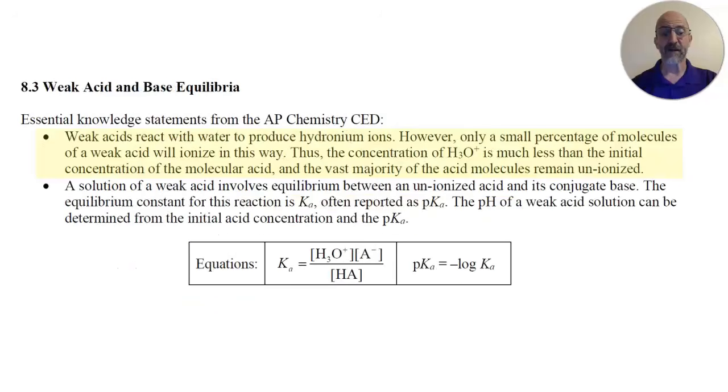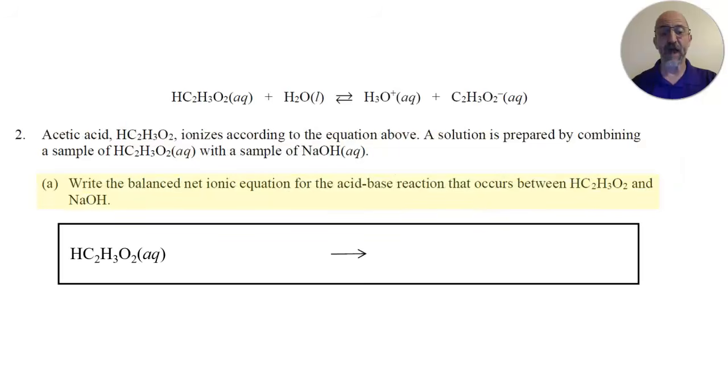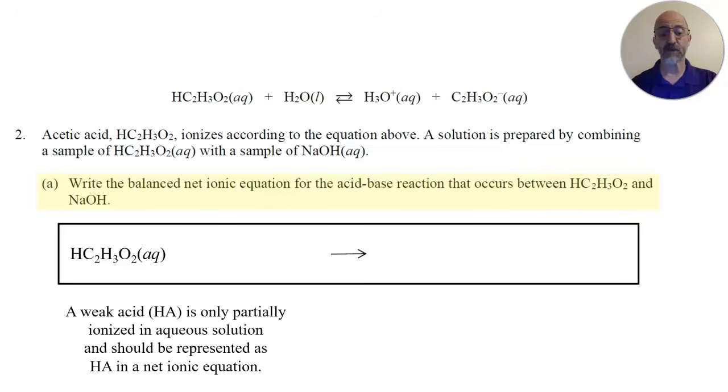Well, as you can see here in topic 8.3, weak acids, only a small percentage of the molecules will ionize. So we write the formula of the weak acid not as H+, but as the entire molecular formula of that weak acid. So I am not going to split up acetic acid into H+ and C2H3O2-. I'm going to leave it intact as one molecular formula. So a weak acid, HA in general, is only partially ionized in aqueous solution and should be represented as its chemical formula in a net ionic equation.